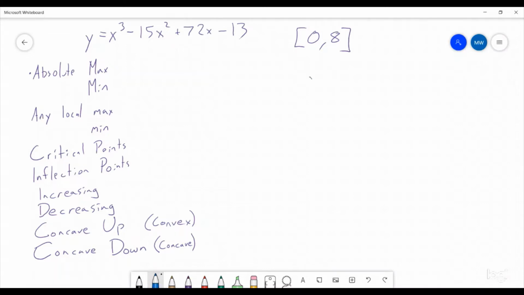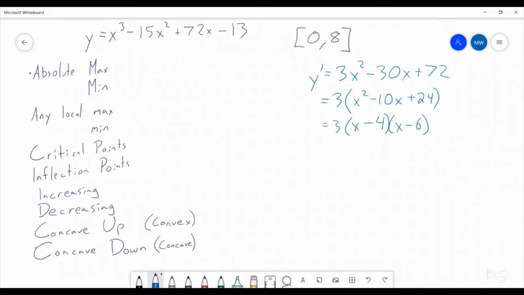So the derivative is going to be 3x squared minus 30x plus 72, which we can actually factor pretty nicely. This factors as 3 times (x squared minus 10x plus 24), which is 3 times (x minus 4) times (x minus 6), which means that we have critical points at x equals 4 and x equals 6, both of which are inside our domain, so both of which are going to be places we're going to have to check.